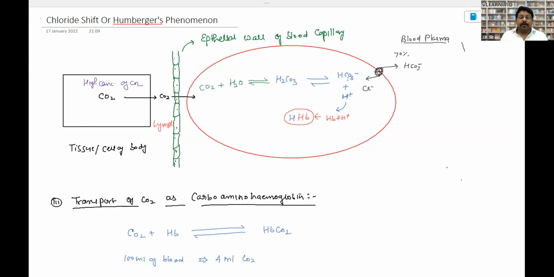These HCO3, the bicarbonate ions, are in excess inside RBC. 70% of them will go outside of RBC into plasma, and in return chloride ion will come inside. This phenomenon is called chloride shift or Hamburger effect. Tell me, Fia, is it clear?